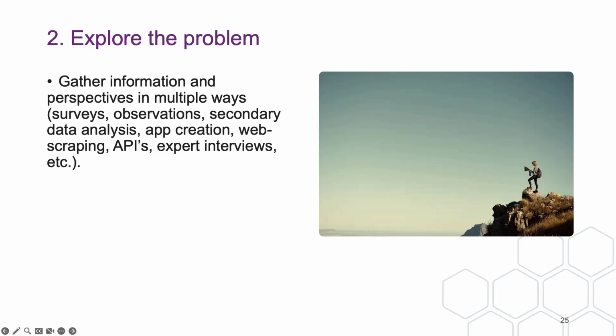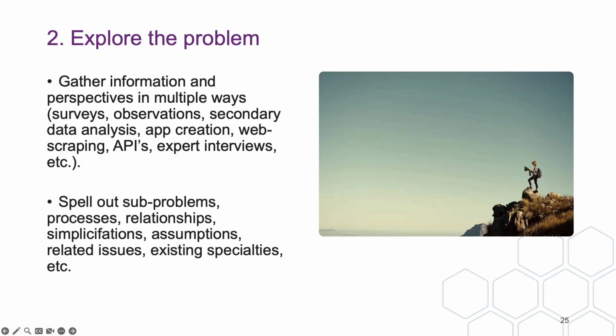You'll also want to spell out sub-problems, processes, relationships, simplifications, assumptions, etc. So after settling on your main research question, you're going to need to get more specific in order to make that question relevant and measurable. If what are the barriers to active travel in the city centre is your main question, you might specifically be focusing on what are the barriers to active travel through this specific city centre at this specific time of day, given the way that these specific roads are laid out, right? This is the step where you really nail down the particulars of your research question.